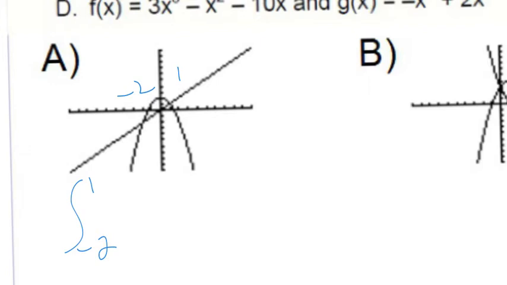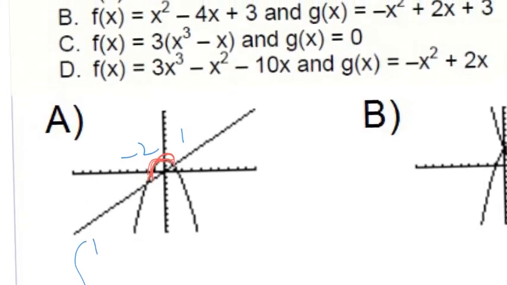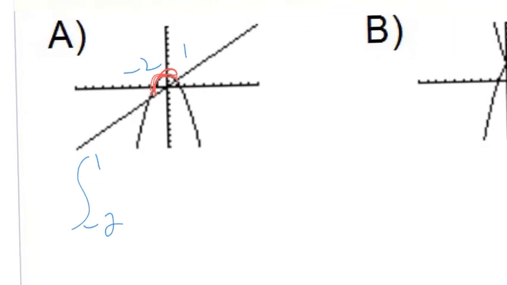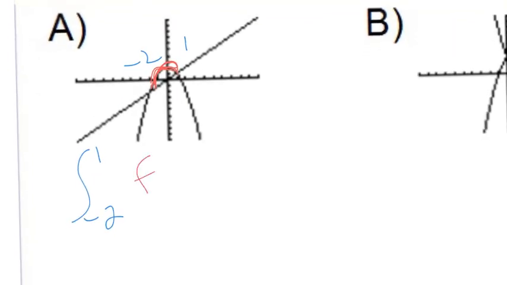Then we have to decide which graph is higher and which one's on top. If I look at my picture, I see that the quadratic up here is the higher graph. And I put that in my first f of x. So we're going to do f of x minus g of x as the order of our subtraction when finding this integral.